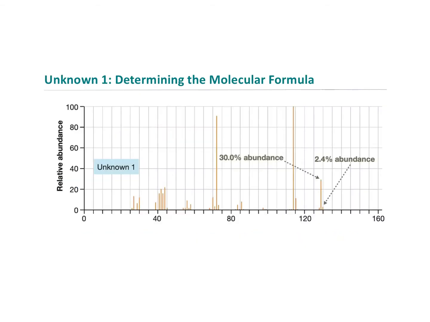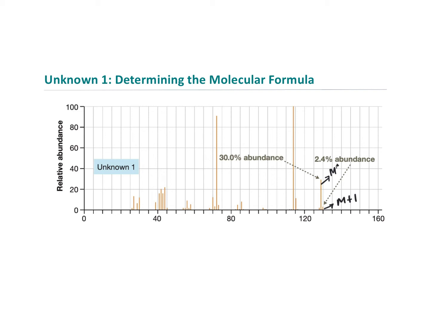So here's our first unknown. We don't know what it is. And we're going to determine the molecular formula. So we're not given the M+1 peak or the molecular ion peak, but we are given some abundances. A great context clue here is if you're given abundances, that's generally important information. So I look here and I say, okay, there's this peak here with a 30% abundance and this peak here with a 2.4% abundance, and they're separated by 1 mass. So that means this is probably my molecular ion peak, right? And then this one is my M+1 peak.